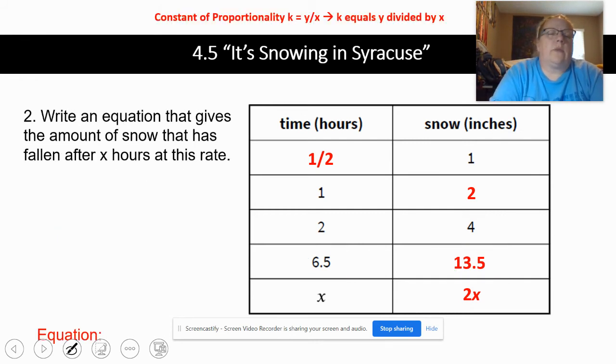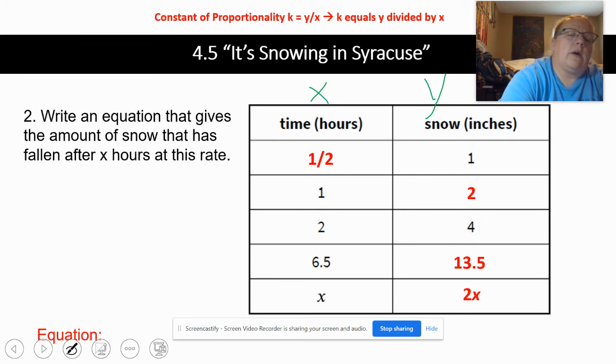Okay. Question 2. Question 2 says, write an equation that gives the amount of snow that has fallen after X hours at this rate. So again, I'm looking at my X value, my time in hours, and I'm looking at my snow, my inches, and that's going to be my Y. And so it wants to know, regardless of the number of hours, how can we determine how much snow has actually fallen each and every time?